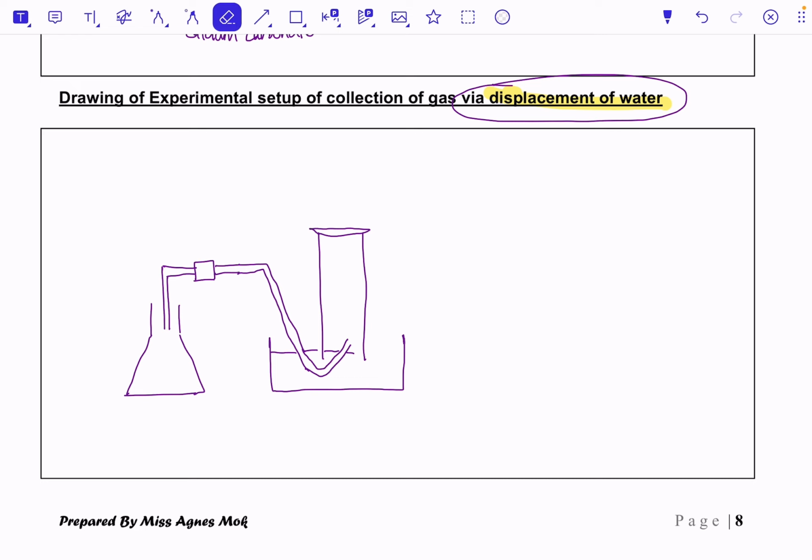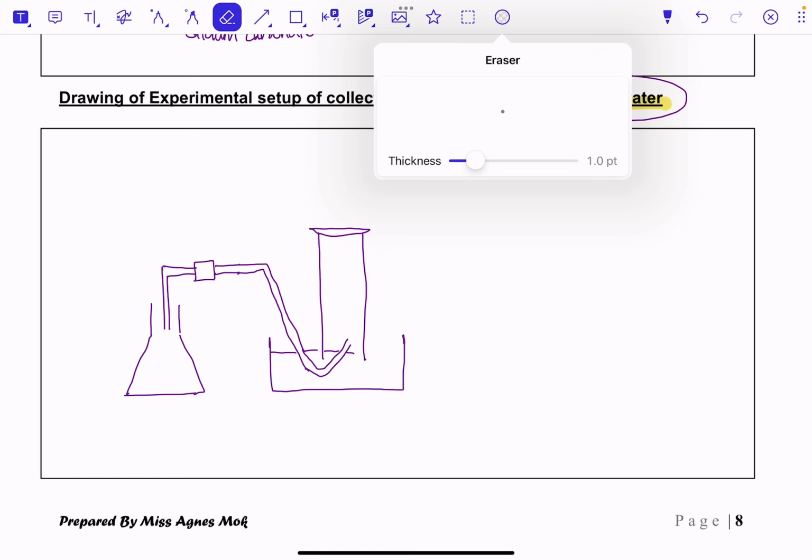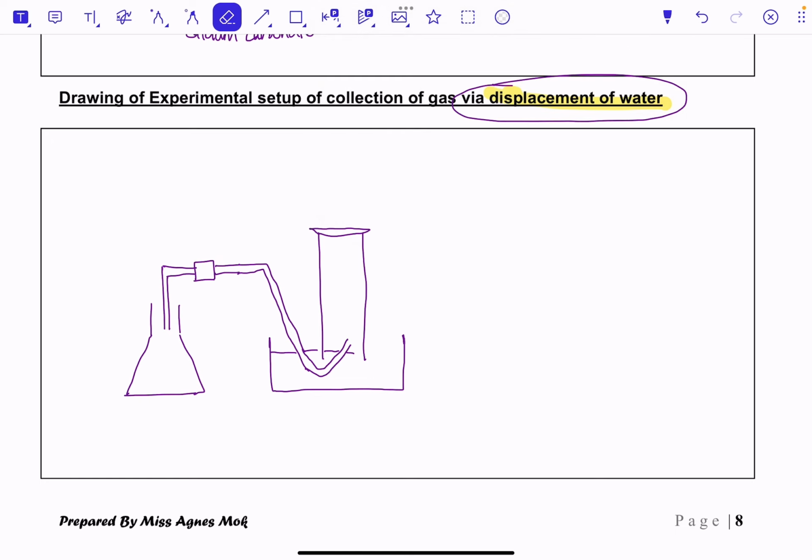Give me a moment. You shouldn't have a line here. So this is the water level in the trough. But here maybe your water level is like this. Then if you want, you can add on the bubbles just to show. Then this is all the water.